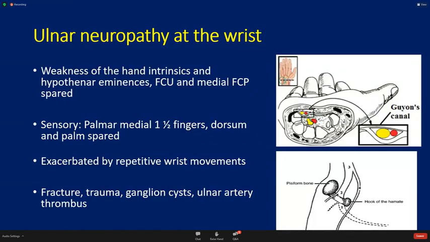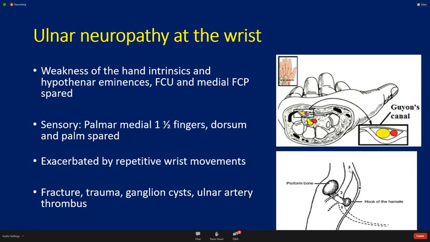Ulnar neuropathy at the wrist is the second most common site. There is weakness of the intrinsic muscles of the hand, including the hypothenar muscles, but there is sparing of the FCU as well as the medial two slips of the flexor digitorum profundus. Sensation over the palm and the dorsum is spared. Only the palmar aspect of the little finger and half of the ring finger is affected.